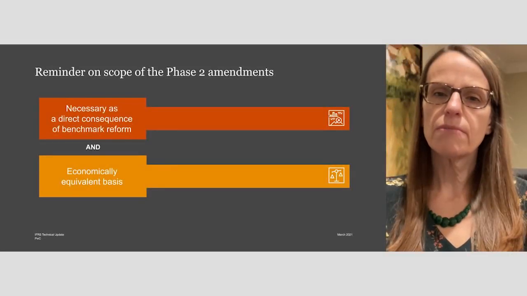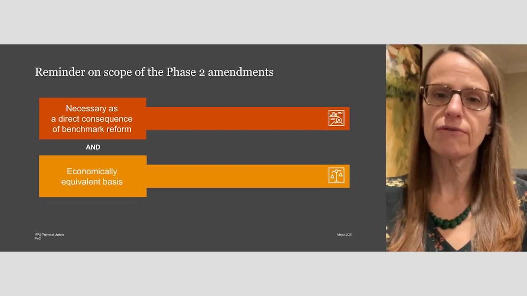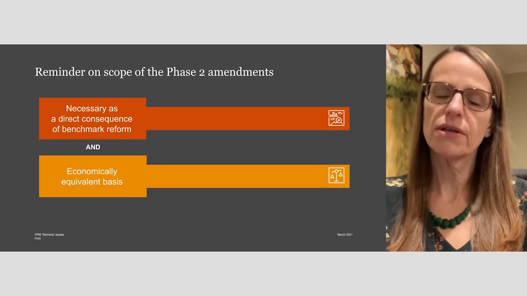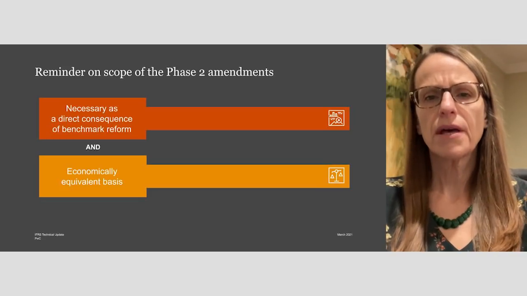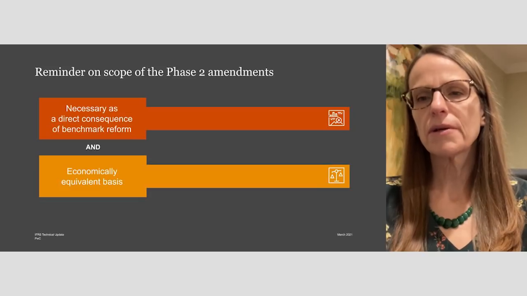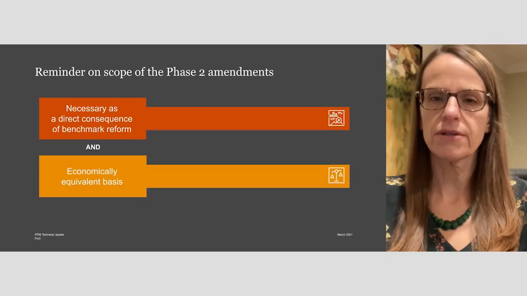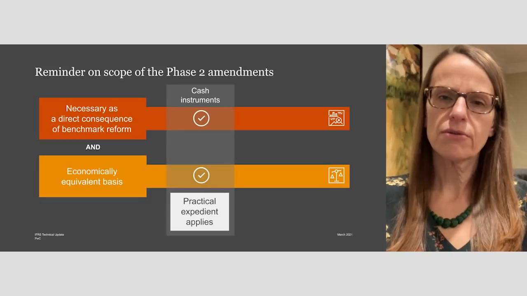Now, as we know, the amendments apply to changes that are required by IBOR reform. There are two conditions that need to be met. First, the change is necessary, it's a direct consequence of IBOR reform, and second, the new basis for determining the contractual cash flows is economically equivalent to the old basis. So what does that mean? What are the implications? Let me start with cash instruments.